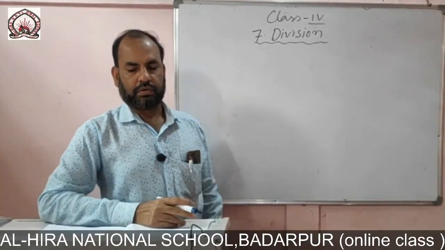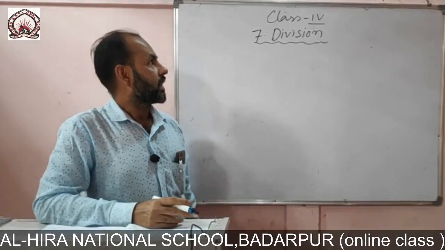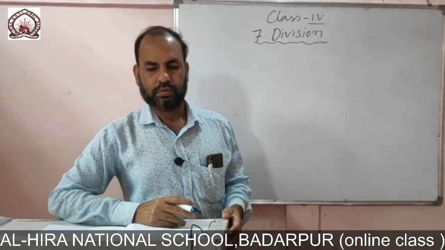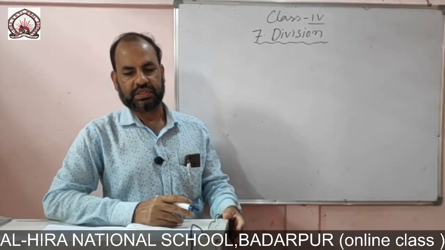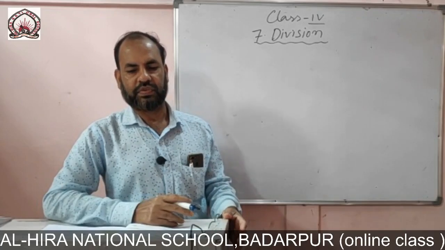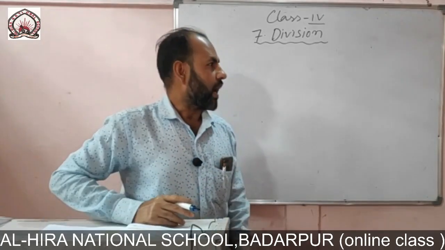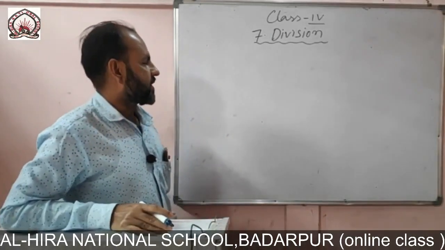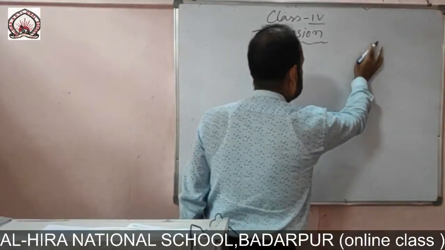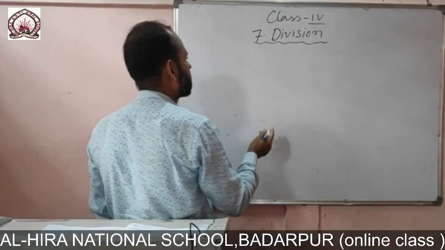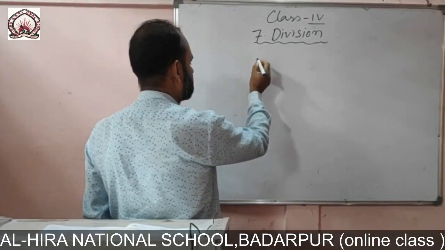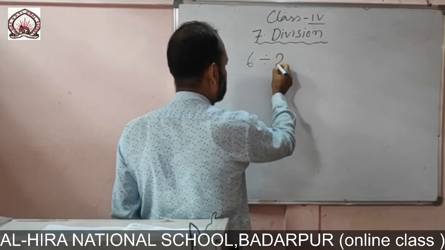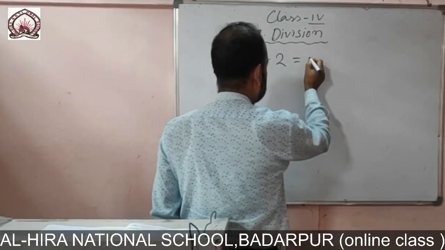Today I am going to take maths class 4, chapter number 7, division. We know that division is the repeated subtraction of a number. So how division is a subtraction of a number, I shall discuss with an example. Suppose 6 divide 2 equal to 3.